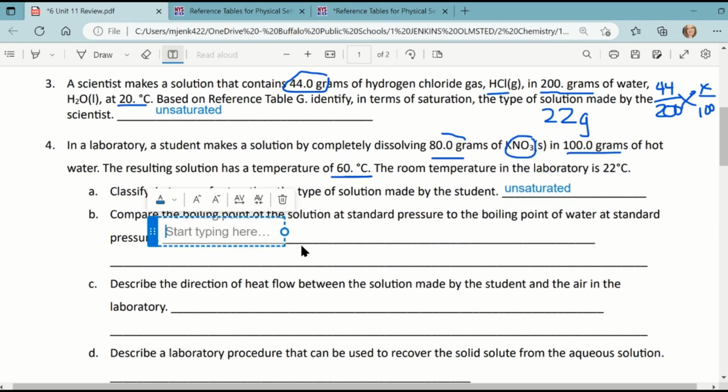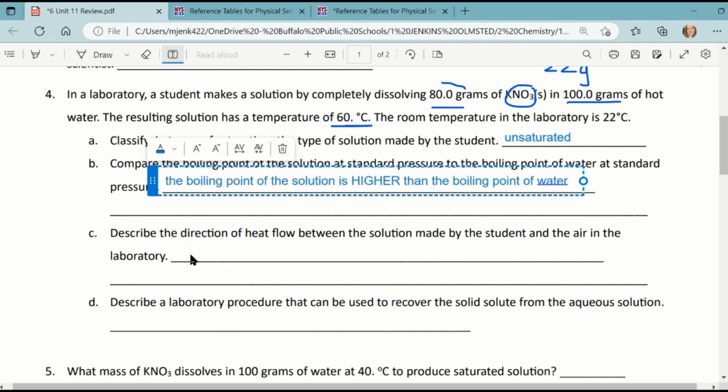All right, compare the boiling point of the solution to the boiling point of water at standard pressure. The boiling point of the solution is higher than the boiling point of water. Remember, boiling point goes up and freezing point goes down when you have a solution.